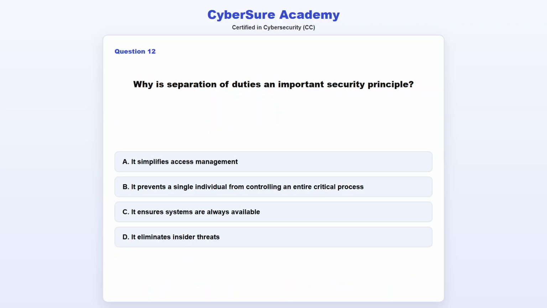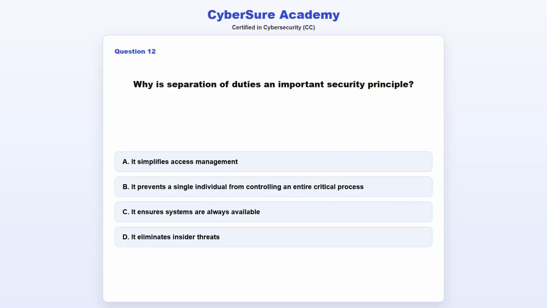Question 12. Why is separation of duties an important security principle? A. It simplifies access management. B. It prevents a single individual from controlling an entire critical process. C. It ensures systems are always available. D. It eliminates insider threat.